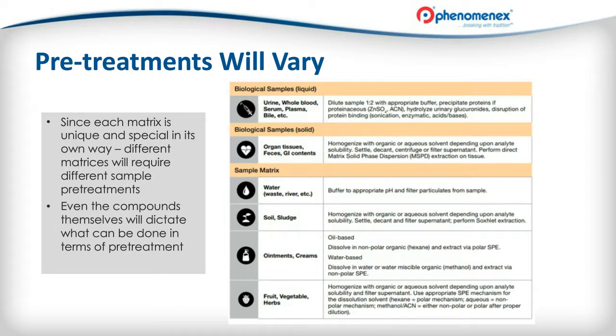How is adding 2 parts acetonitrile to my blood sample going to affect my retention on a reverse phase SPE cartridge? Poorly, to answer that question. But anyways, so just things to think about. I probably talked for too long on that slide. But anyways, moving forward, again, pretreatment is important.